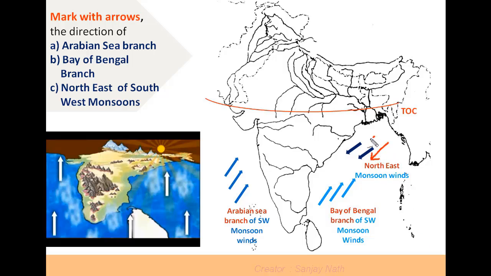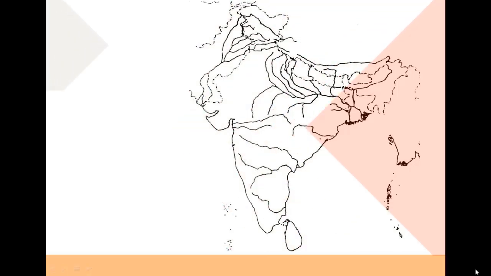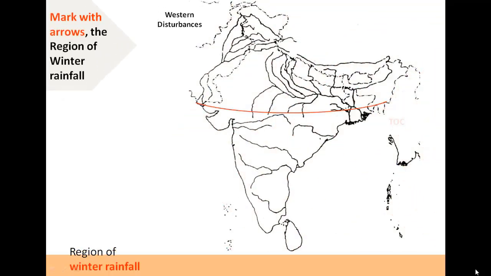As you can see, it has been shown with red arrows. The direction of northeast monsoon winds must be shown with an arrow pointing from northeast to southwest direction only. Now we'll shade the regions of winter rainfall over Tropic of Cancer.